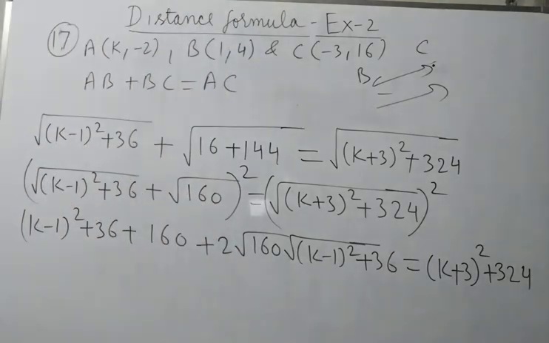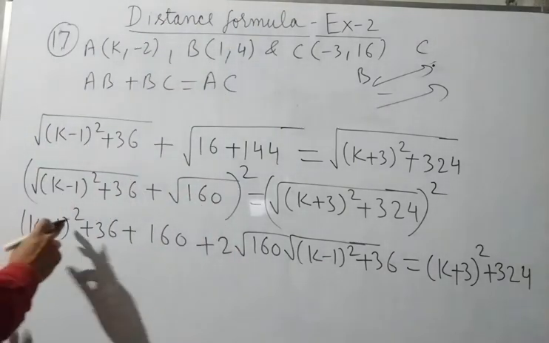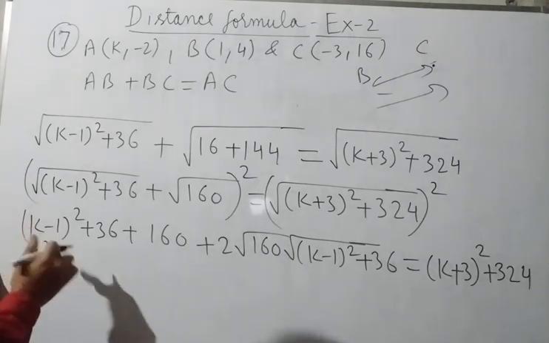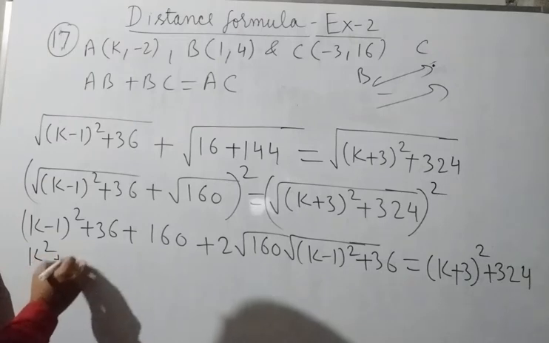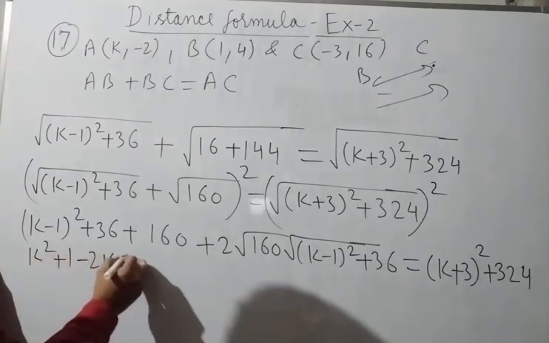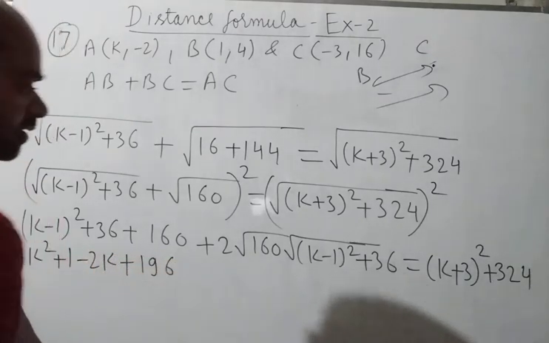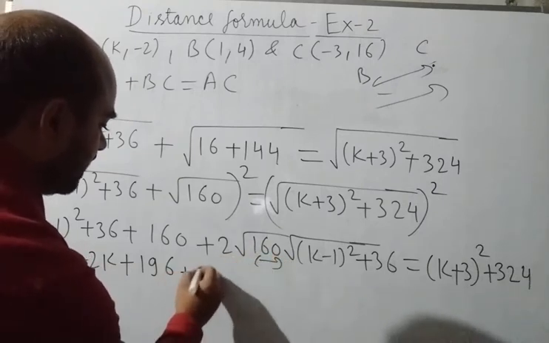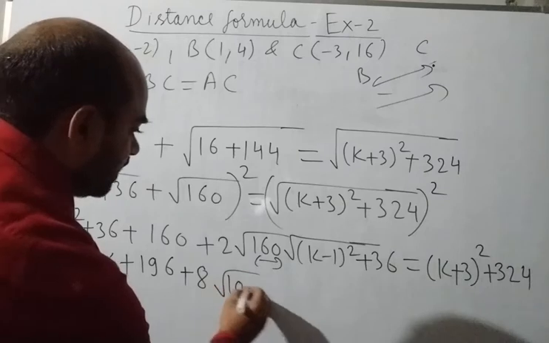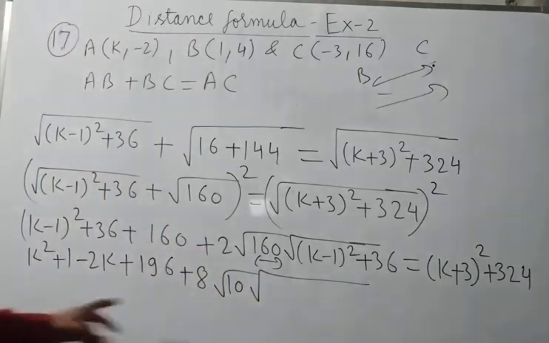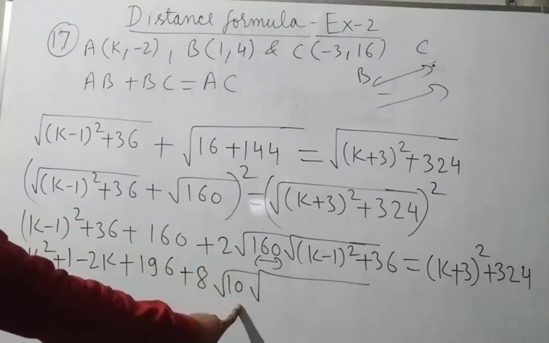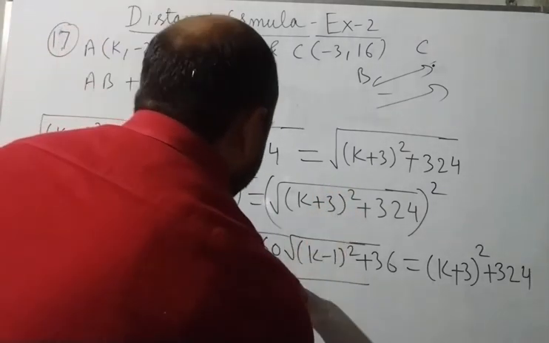A square plus b square plus 2ab, and here the square root is vanished. So finally what is coming? See, this will become k square plus 1 minus 2k plus 160. This 160 can be written as 16 times 10, it means 8 root 10. Can we write? Correct. 160 means 16, square root is 4, 4 into 2, 8 square root 10. And what is left? Same.